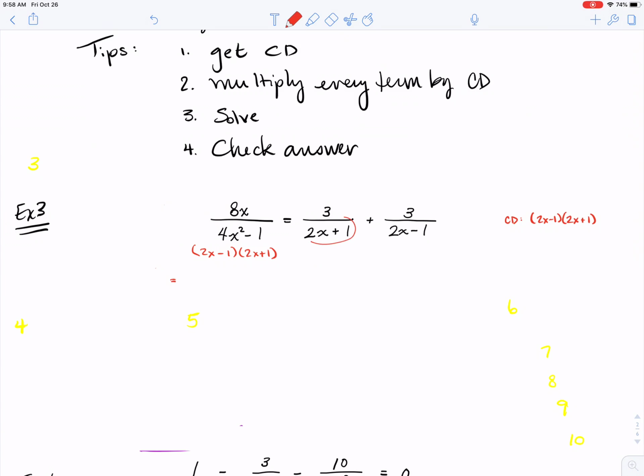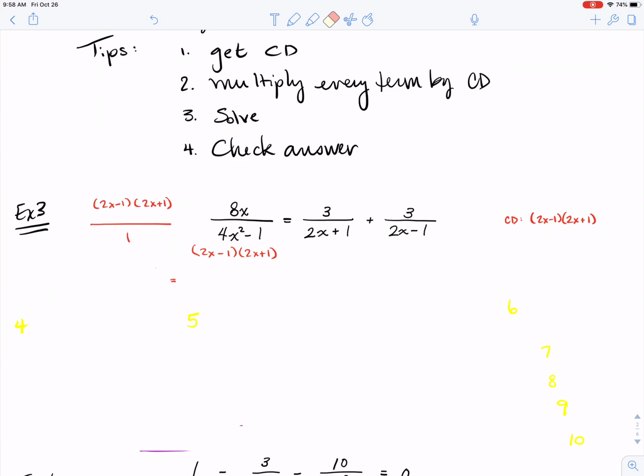The thing is when I get to this next denominator, that's a repeat. I don't need it. And to get to the third one, that's a repeat. I don't need that one either. So then my common denominator is simply 2x minus 1, 2x plus 1. Then the third thing that we're going to do, this is in my tip list here, number 2, multiply every single term by the common denominator.